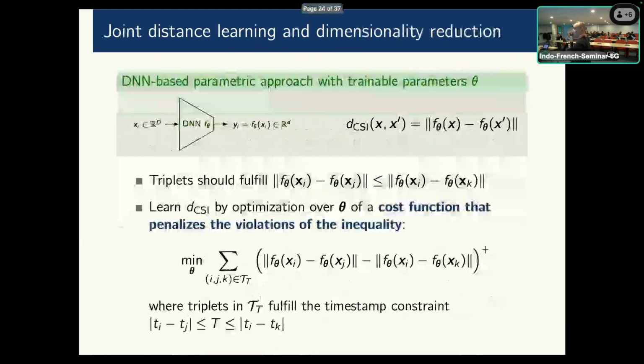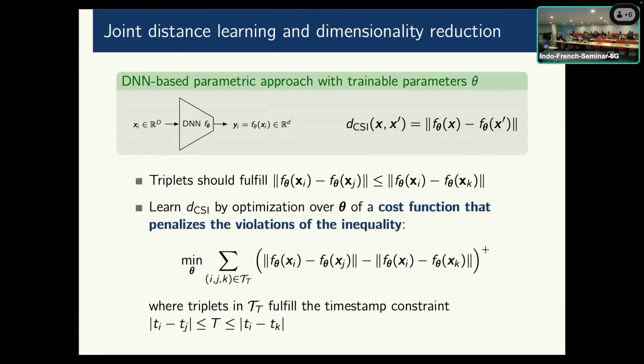So how can we formalize this? I'm again using a neural network architecture, and my definition of the distance between x and x prime is going to be f theta of x minus f theta of x prime. Theta is some parameter that I have yet to optimize. And this is actually a Euclidean distance, but it's a Euclidean distance in the latent space, which has low dimension.